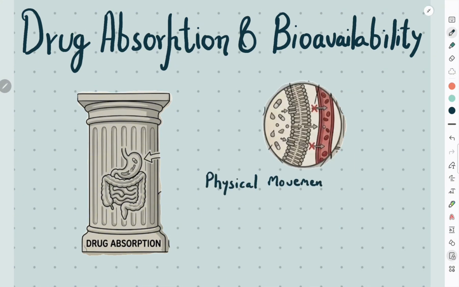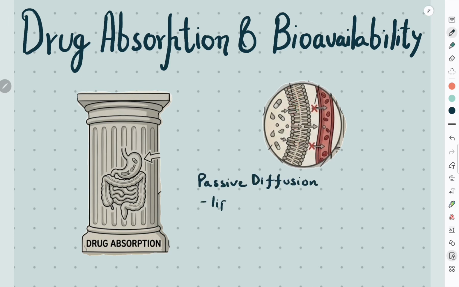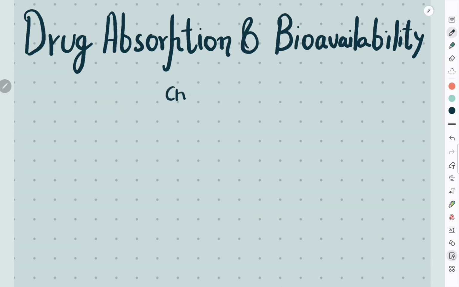Absorption is the physical movement of a drug from its site of administration into the systemic bloodstream. Unless a drug is injected directly into a vein, it must cross cellular membranes to reach the blood. Most drugs accomplish this through passive diffusion, which means they must be small and fat soluble, or lipophilic, to slip through the lipid bilayer of cell membranes. However, this process is heavily dictated by the drug's chemical nature and the local environment.